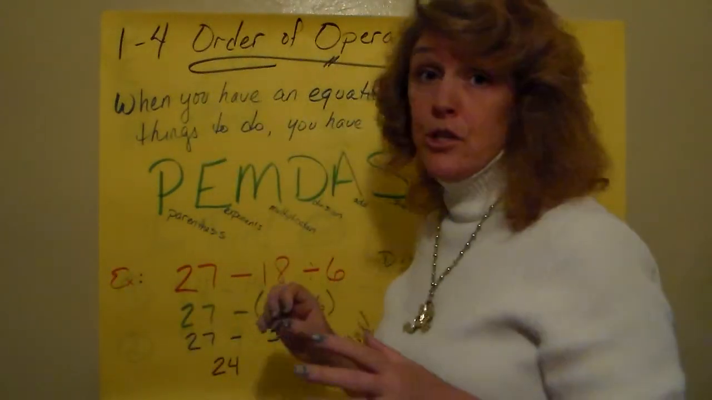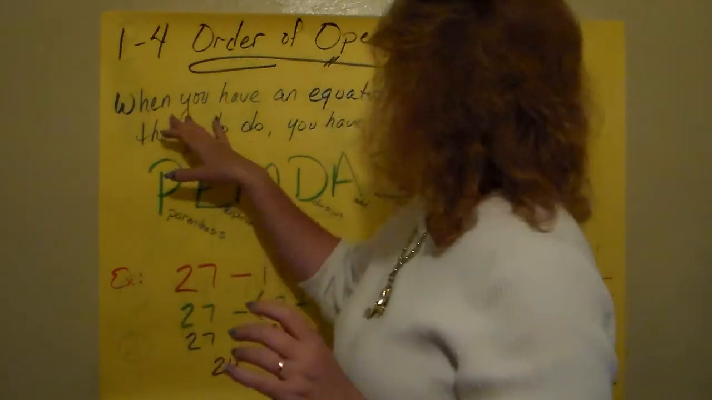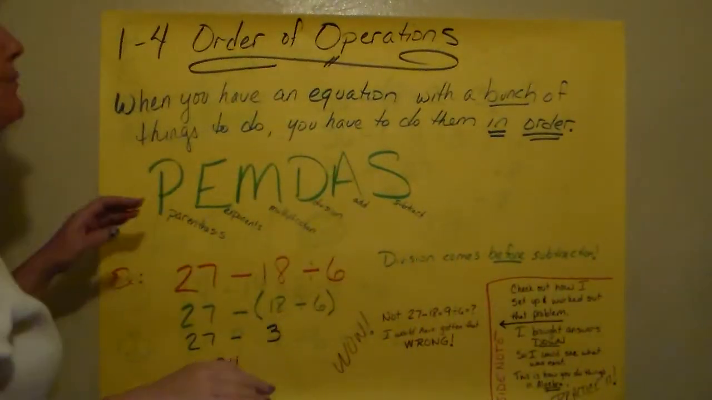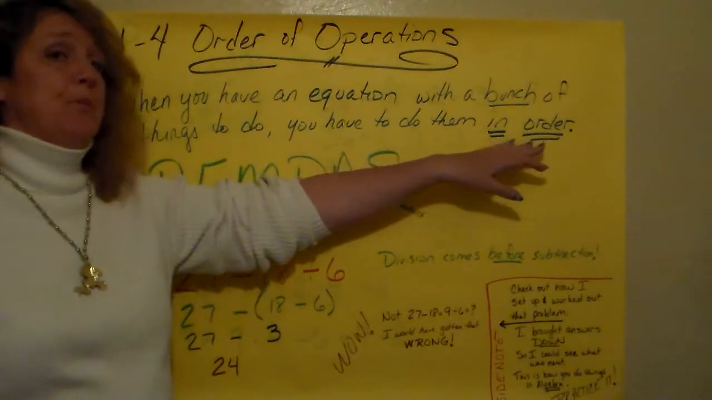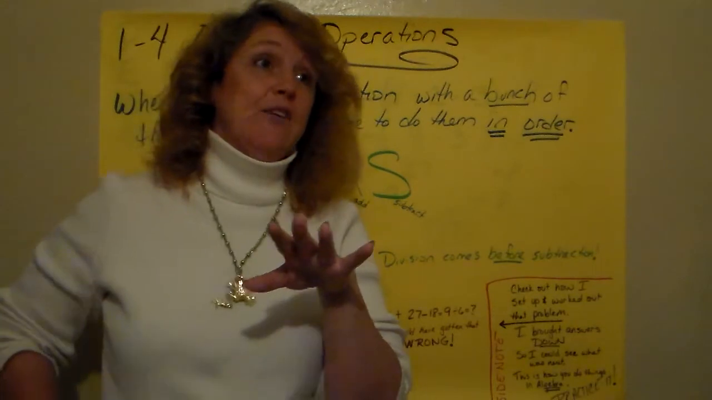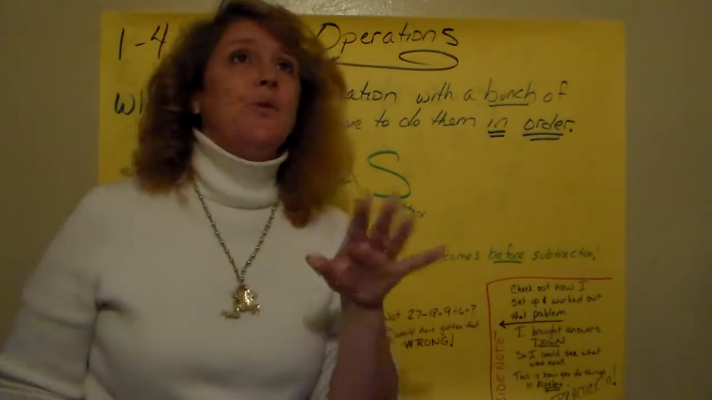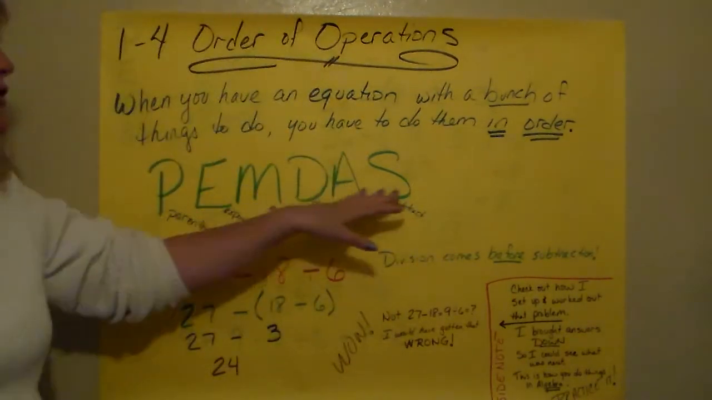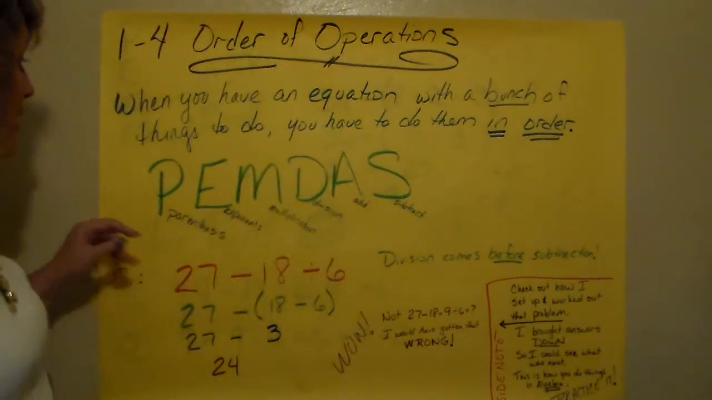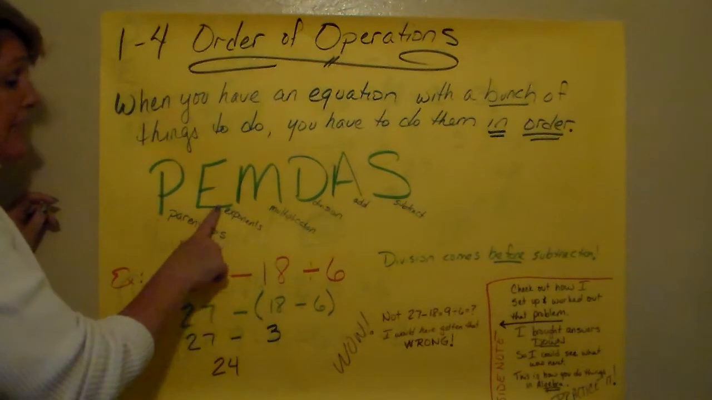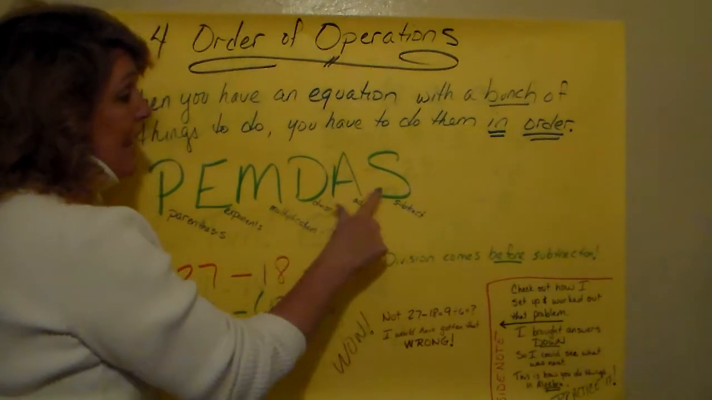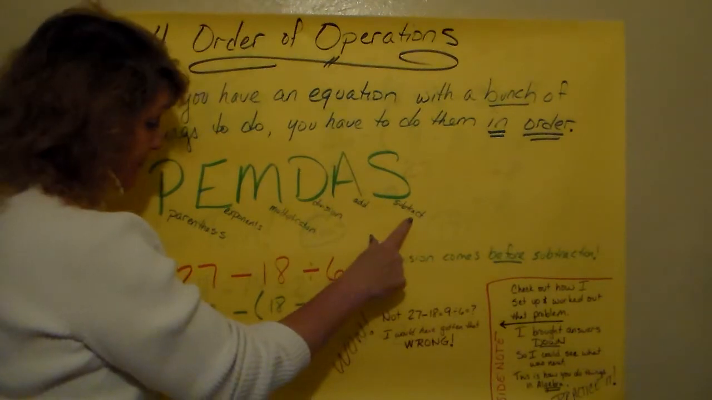because this deals with equations. So when you have an equation with a bunch of different things to do, you have to do them in a very specific order, and it's not left to right. It's in order of importance. And so we have the term PEMDAS so that you can remember the importance order. P stands for parentheses, E is exponents, MD is multiplication division, AS is add and then subtract.